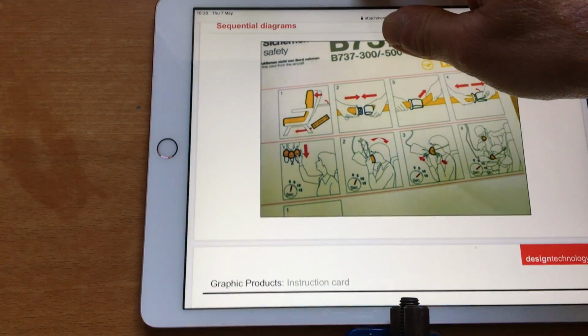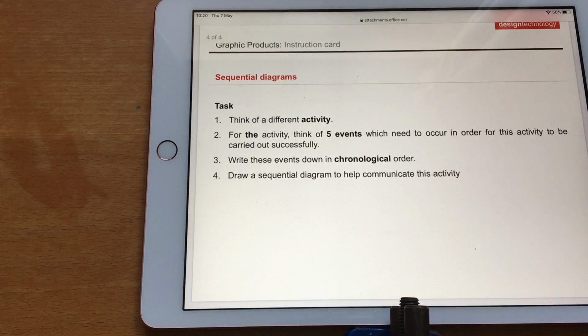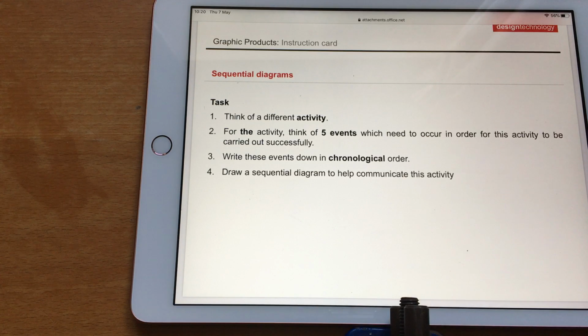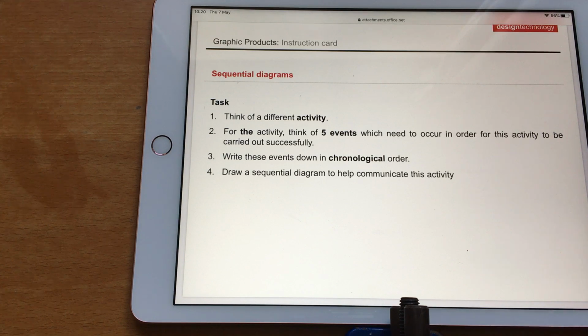If you download the PDF for lesson 2, your task is to think of a different activity, not the one that you did before. For the activity, think of 5 events which need to occur in order for it to be successful. Try and write these down in chronological order, so that's the order they appear in time, and then have a go at drawing a sequential diagram. You could come up with some ideas first, just like you did in the last lesson, and then do a neat version of the sequential diagram.